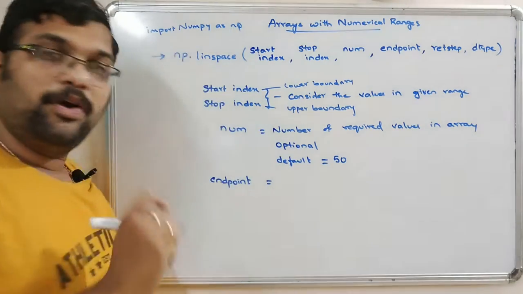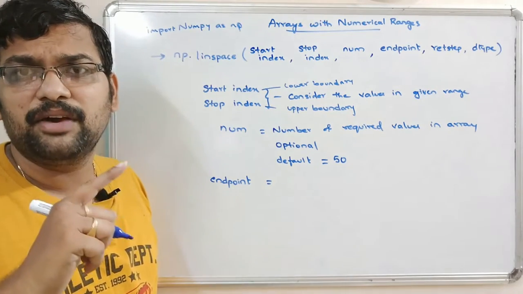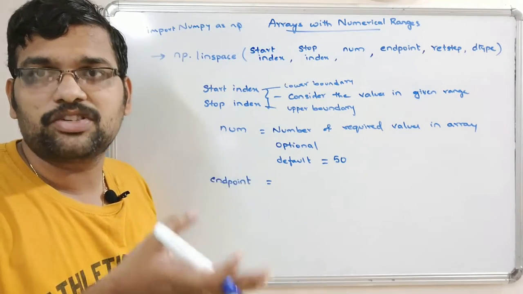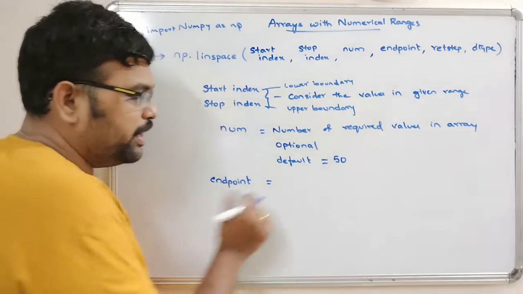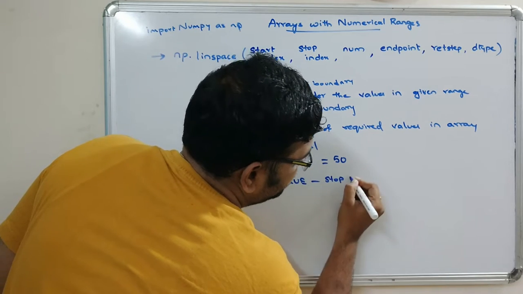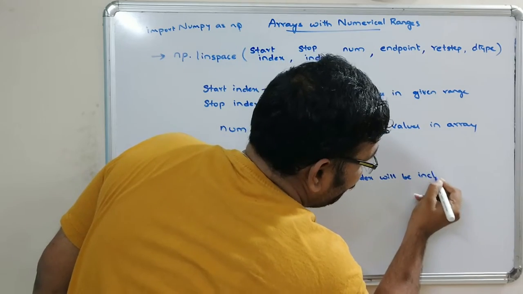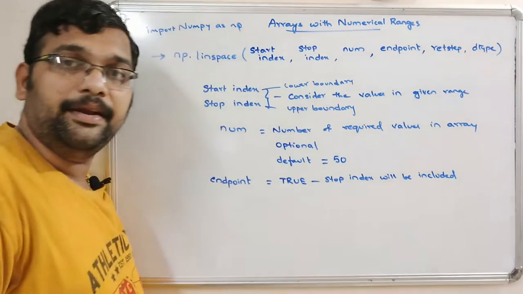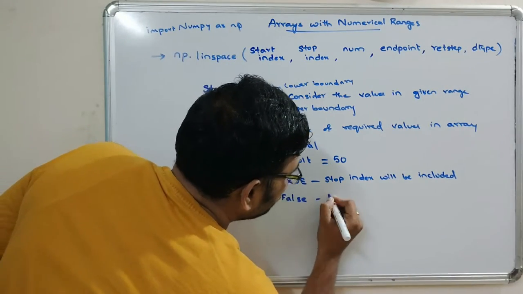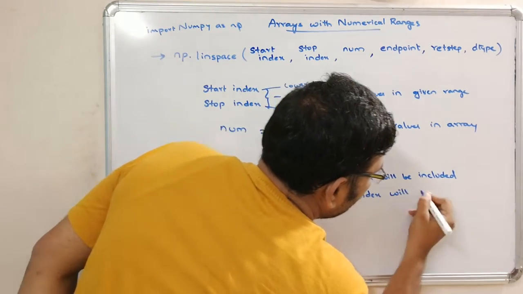Okay, now the next one is endpoint. Endpoint means whether we have to include the stop index or not. In the previous function we discussed, it will include the start index and exclude the stop index. But here, if endpoint is true, the stop index will be included, so the value of the stop index will also be added, right? If it is false, the stop index will not be included.